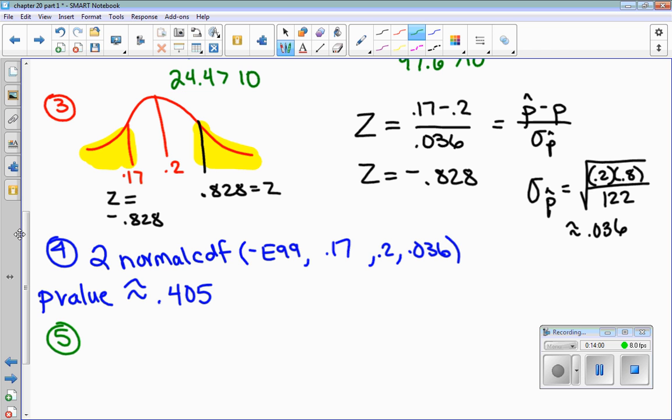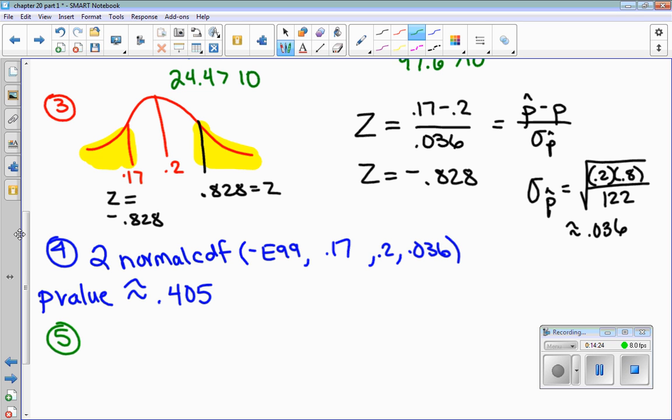Sean, go ahead. No, for normal CDF, you multiply it by 2. I'm supposed to. It's two-tailed. Right? Only when it's two-tailed I do that, though, Sean. Okay? What's the interpretation of this? The likelihood that our sample happened by chance is about 40%.